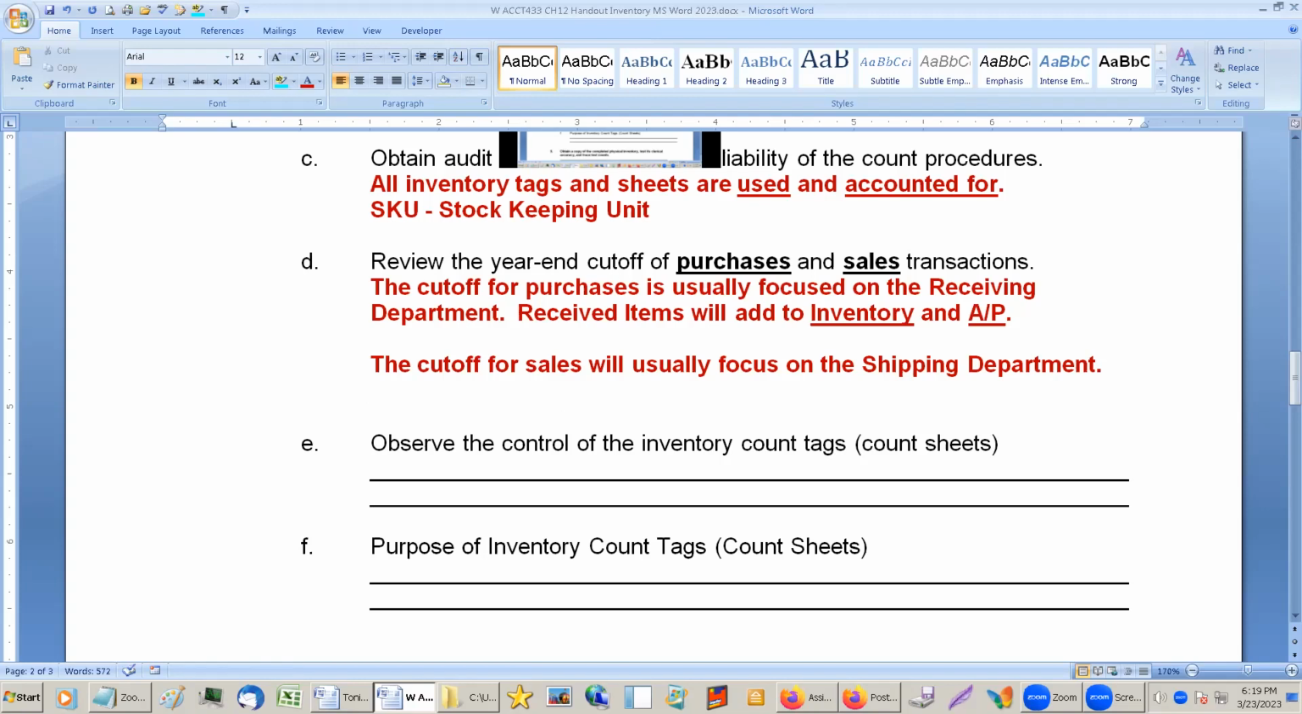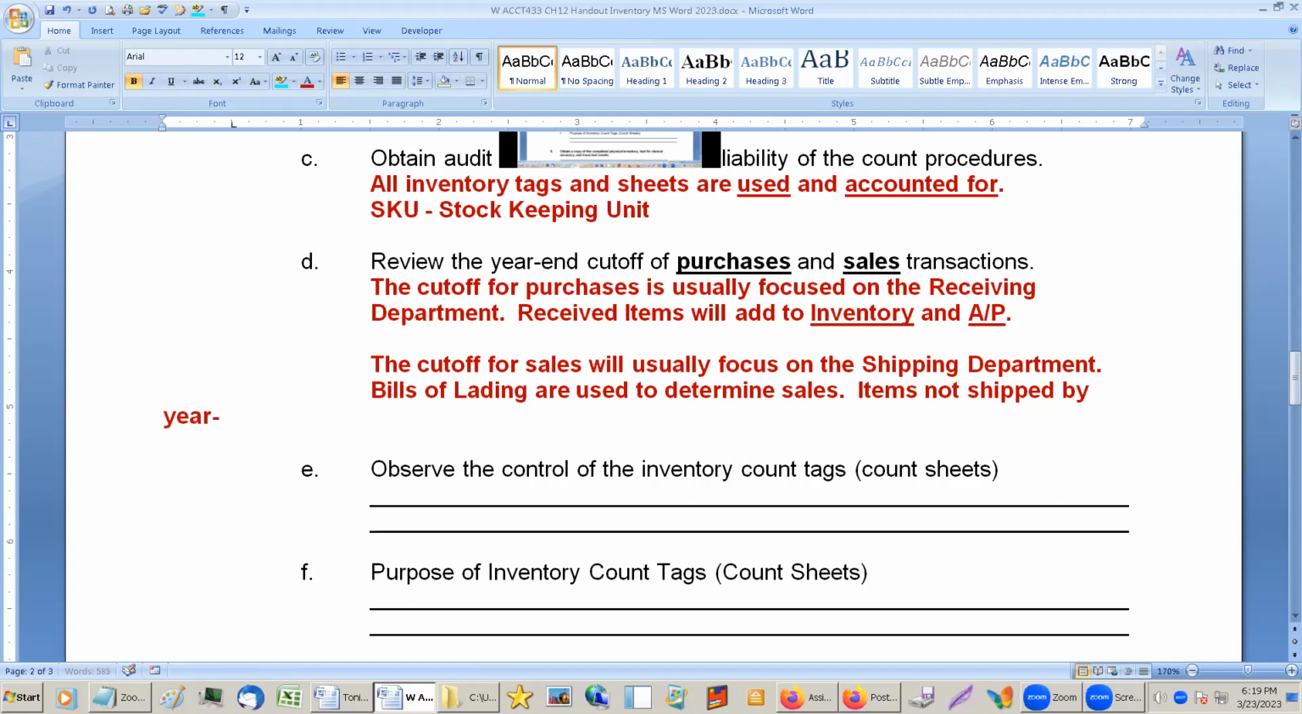And we kind of did this before with accounts receivable. You basically look at the bill of lading. Items not shipped by year end, can that be considered sales? And items should be in ending inventory.